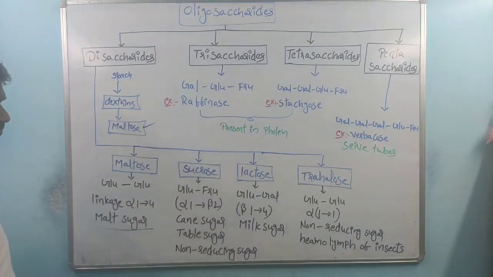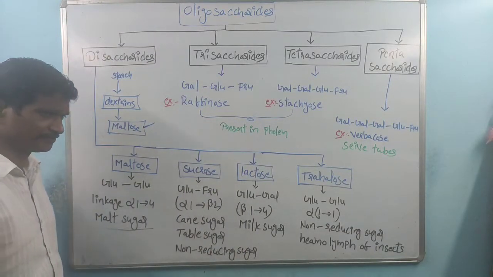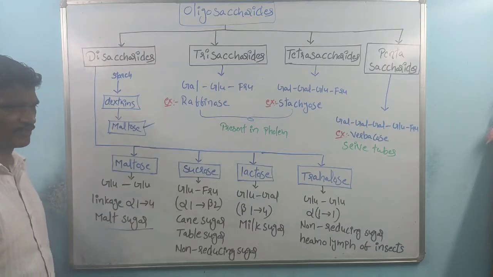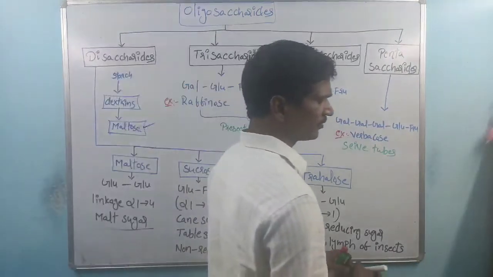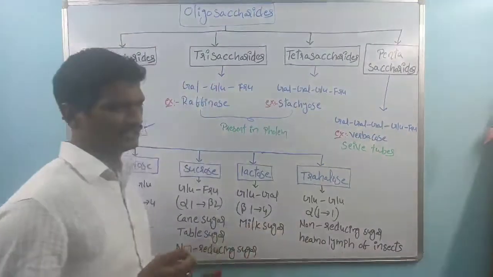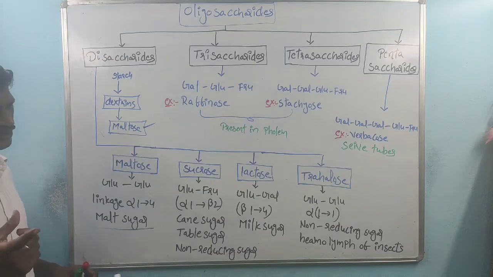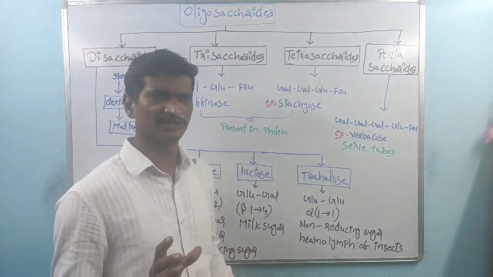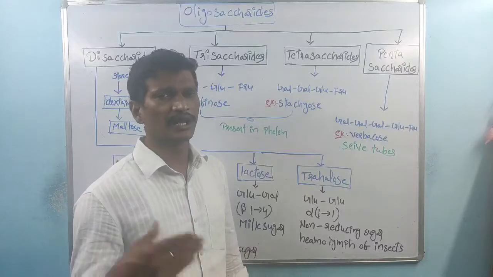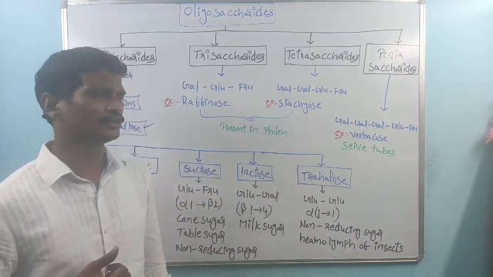Coming to the next one, the sucrose. We know about sucrose because within plants, the transport form of carbohydrate is sucrose. All of you remember that the storage form of carbohydrates in plants is starch. The transport form is sucrose.